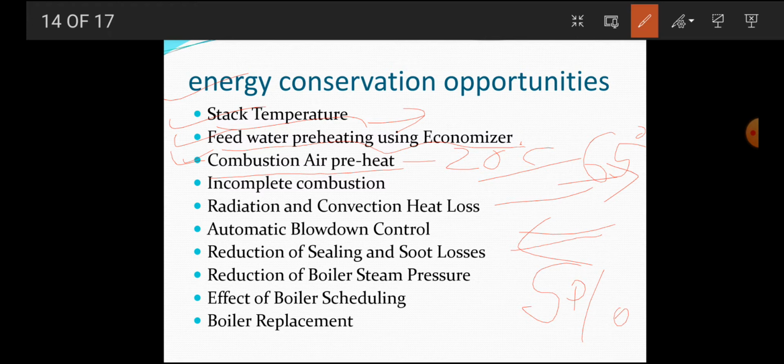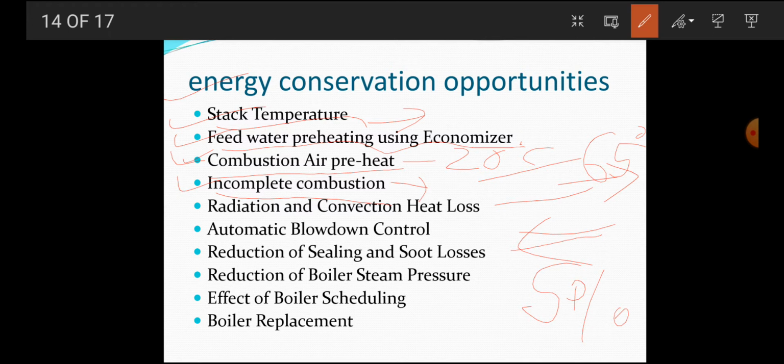Then incomplete combustion. Incomplete combustion can arise from a shortage of air or a surplus of fuel. That is, if there is a shortage of air, the combustion will be incomplete.